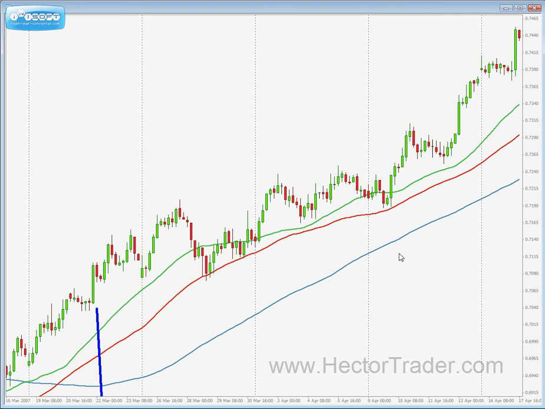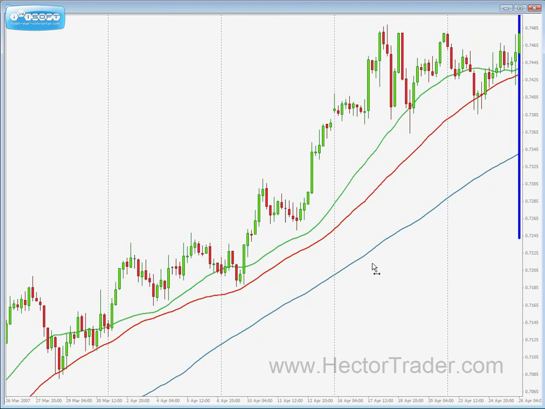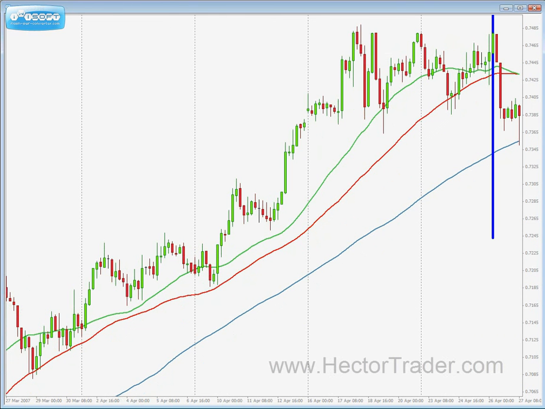No shorts. Forget about shorts. Your moving averages are telling you to go long. So search for long entries, and all the way up to that. At this point, we get clear signals that we don't want to search for long entries anymore.